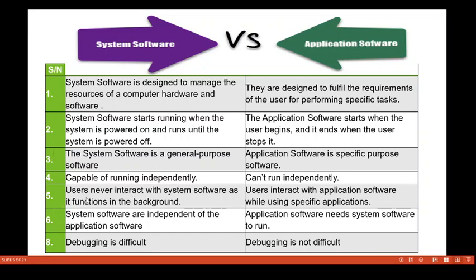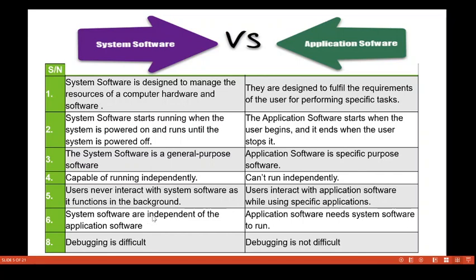Then number 5 is users never interact with system software as it functions in the background of your system. So there's no way a user can interact with the system software, but users interact with application software while using specific applications. Any application software that you open and use, that means you are interacting with the application software.